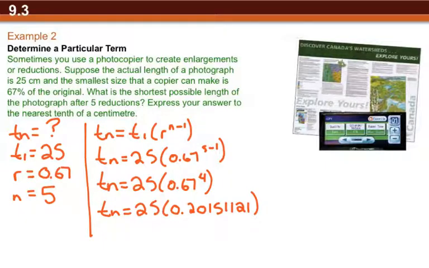We can now take that, multiply that by 25, and we get, if we round it correctly, that this photograph would be 5.0 centimeters long.